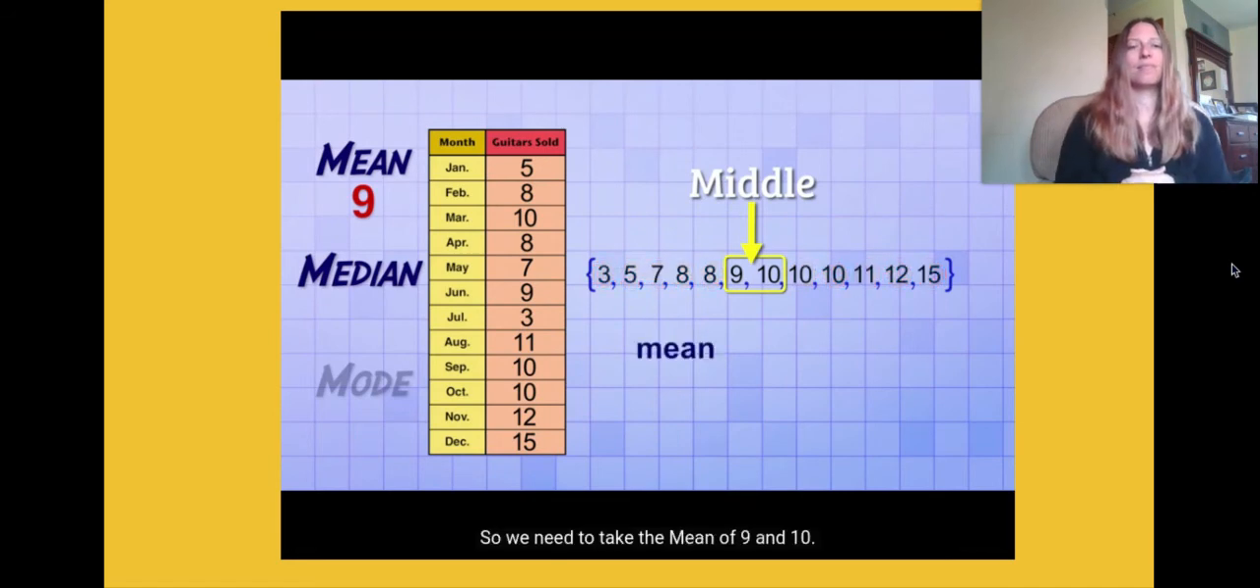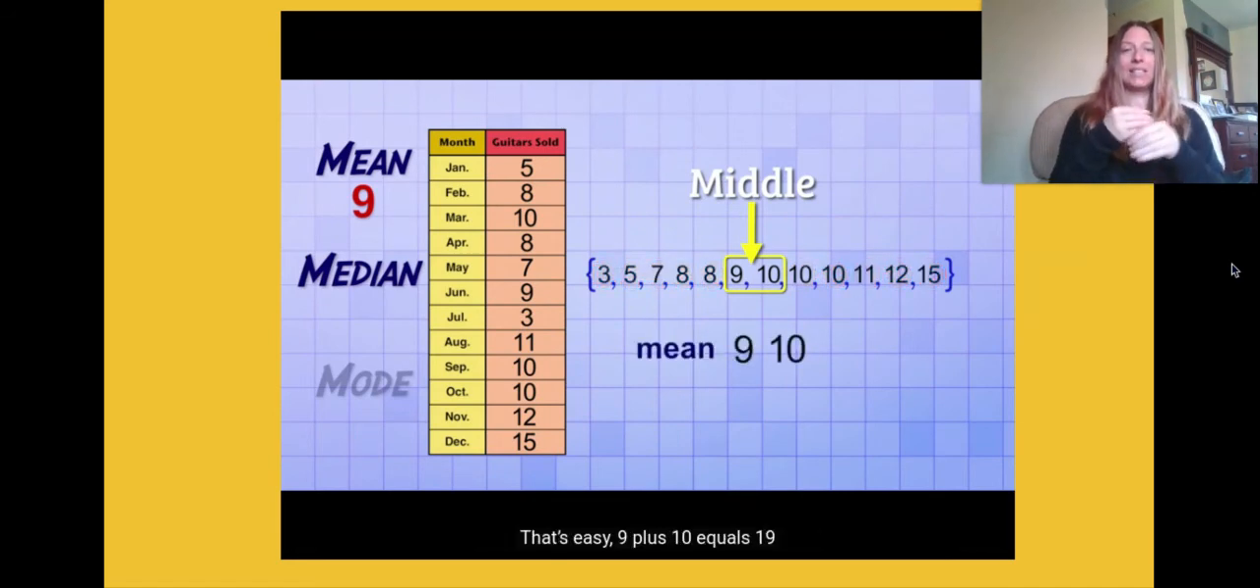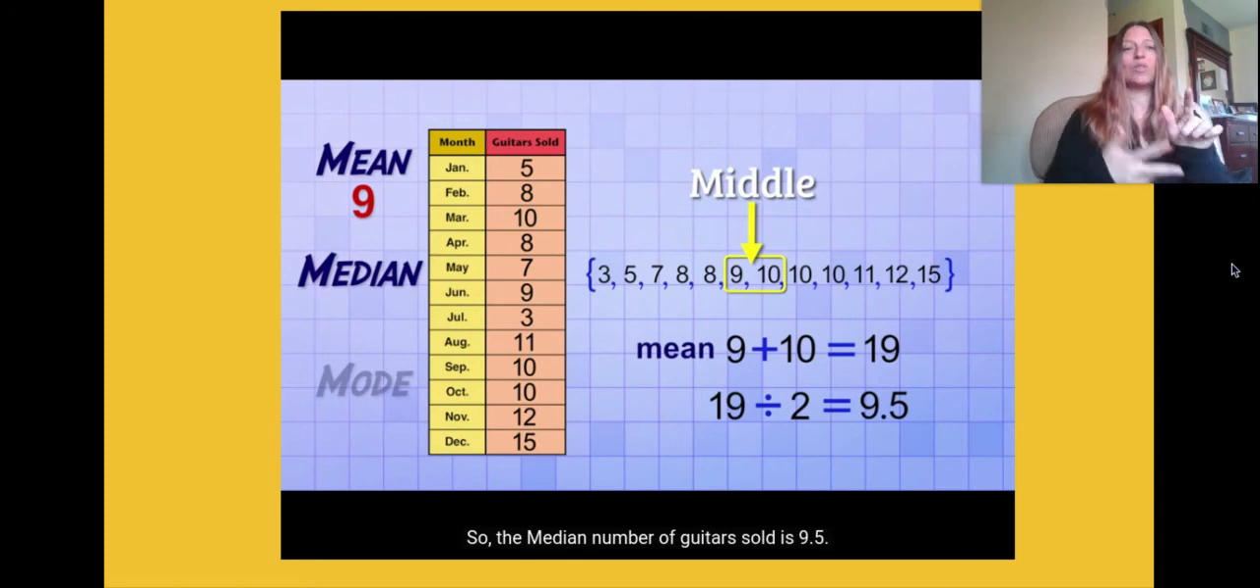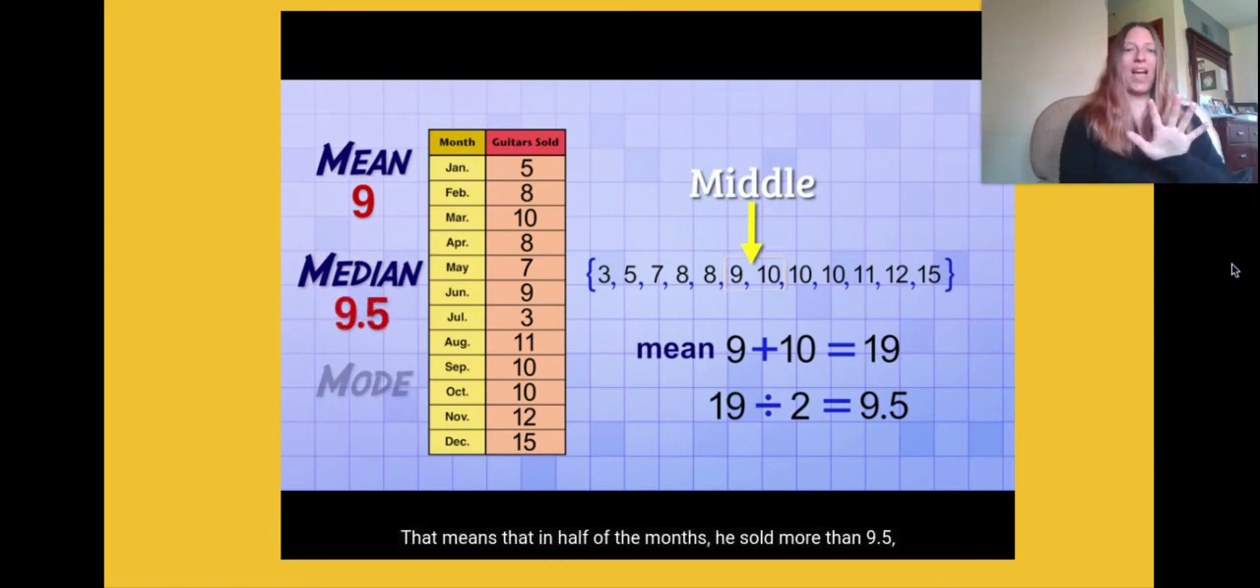So we need to take the mean of 9 and 10. That's easy. 9 plus 10 equals 19. And then 19 divided by 2 is 9.5. So the median number of guitars sold is 9.5. That means that in half of the months, he sold more than 9.5, and in half of the months, he sold less than 9.5.